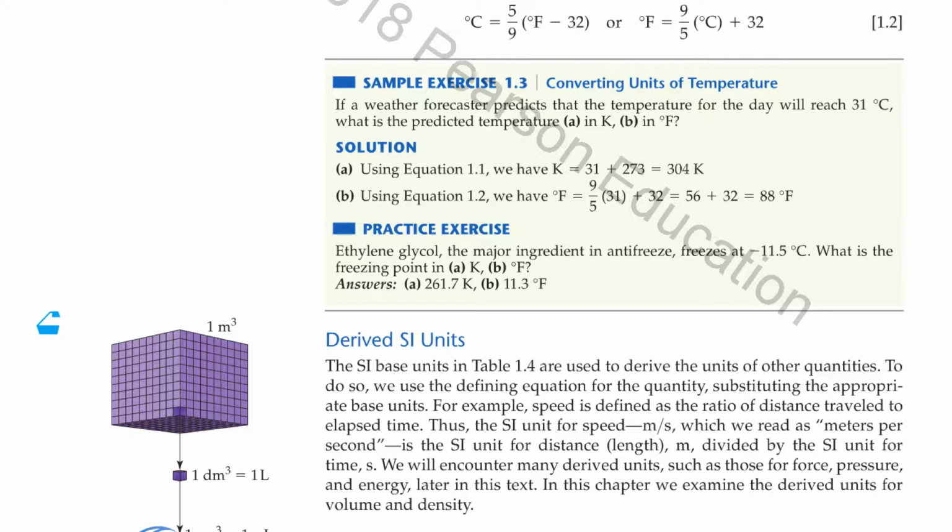Thus, the SI unit for speed, meters per second, is the SI unit for distance, length, meters, divided by the SI unit for time, second. We will encounter many derived units, such as those for force, pressure, and energy, later in this text. In this chapter, we examine the derived units for volume and density.